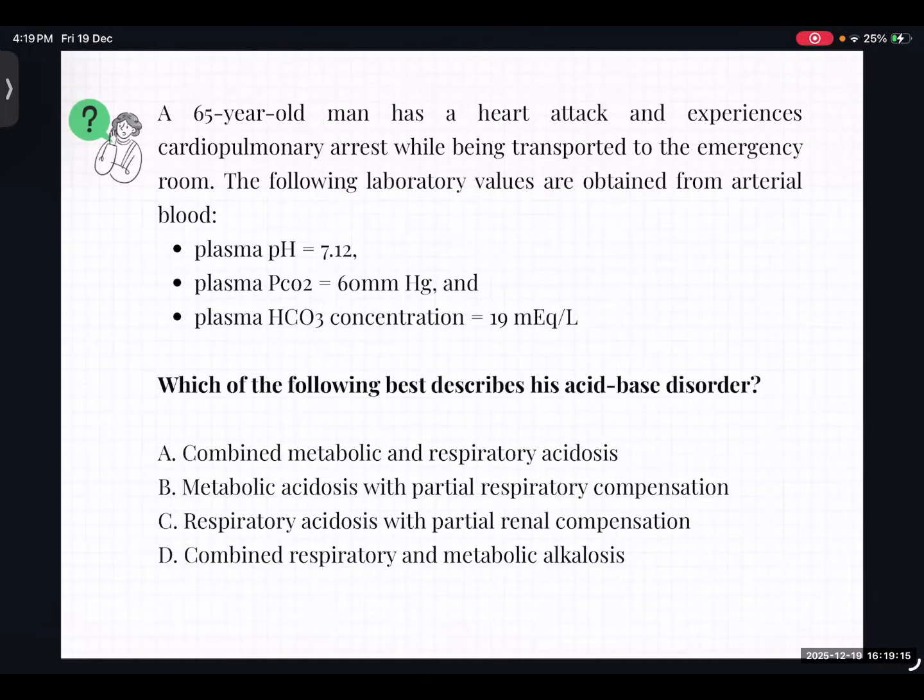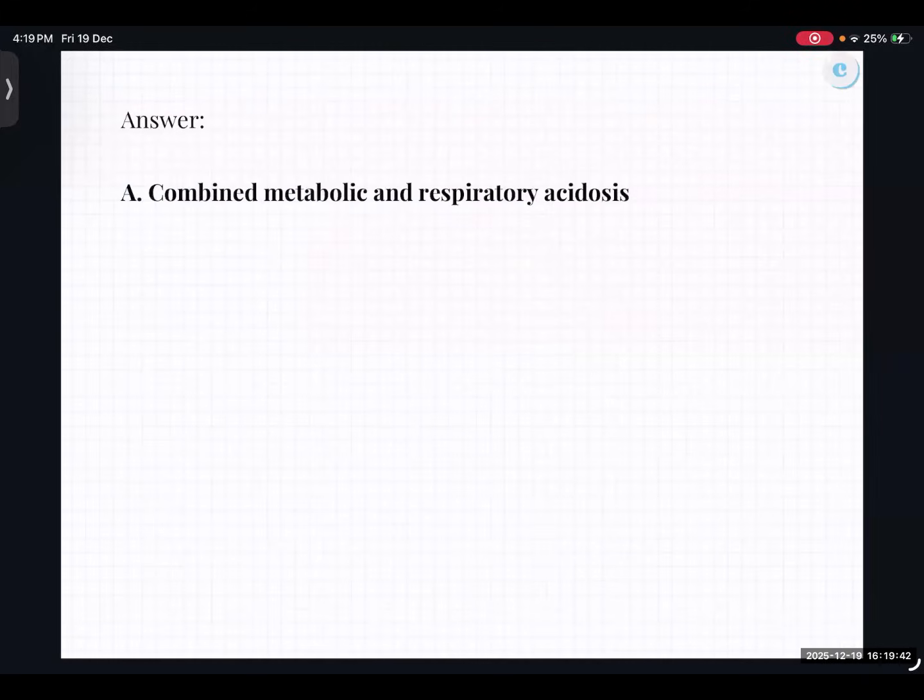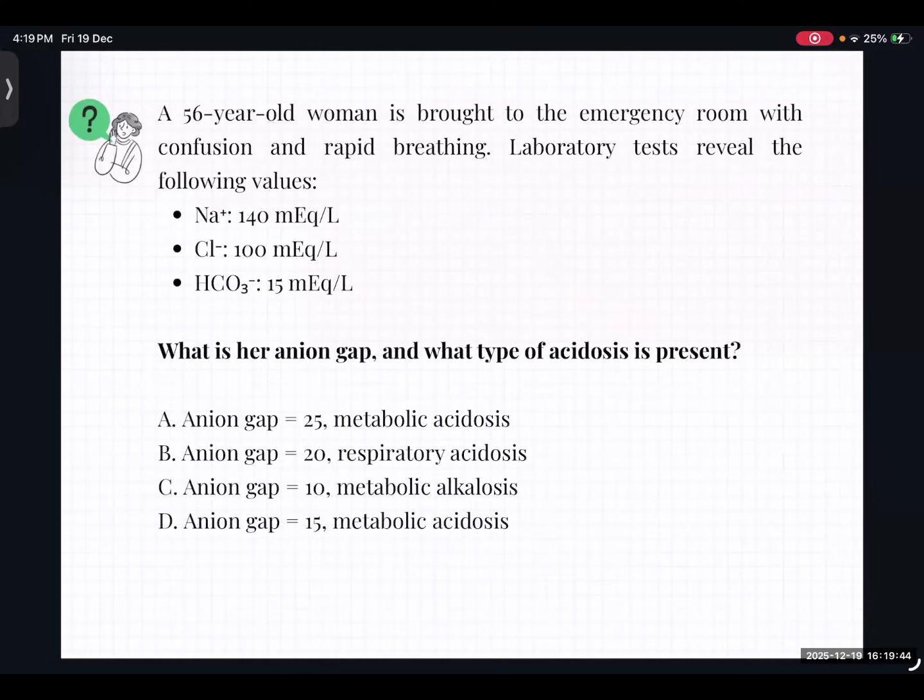When we go to the bicarbonates, we see that they were also decreased. And when we go to ROME, we see the pH decreased and the bicarbonates decreased in the same direction. That is also true. It's a metabolic disturbance. And therefore, we infer that it's a compound disturbance. It's combined metabolic and respiratory acidosis. Perfect. Well done, guys.